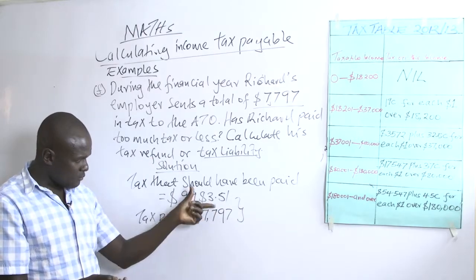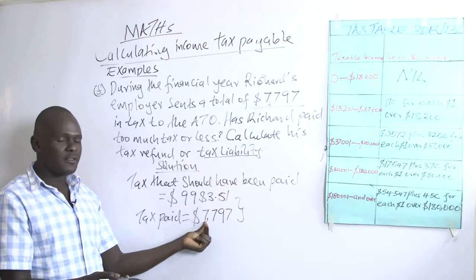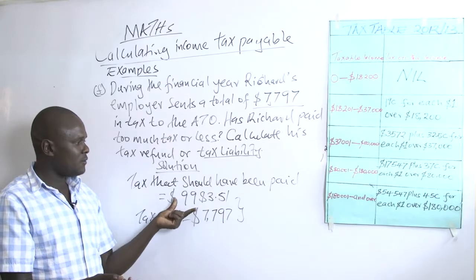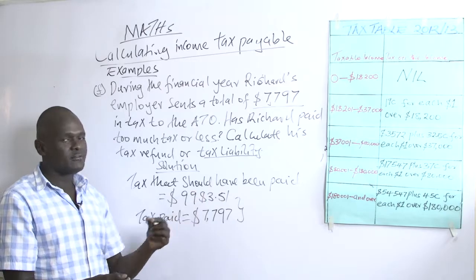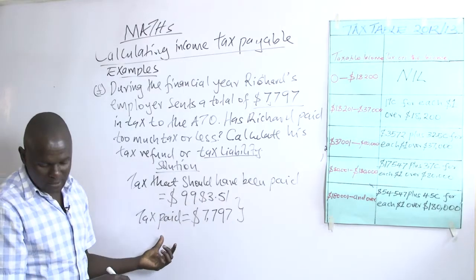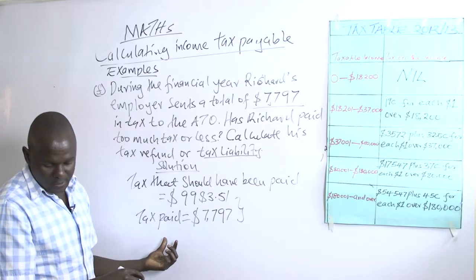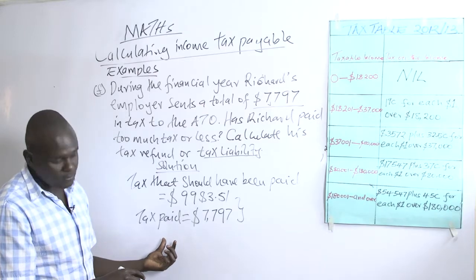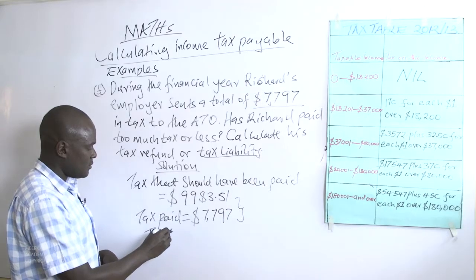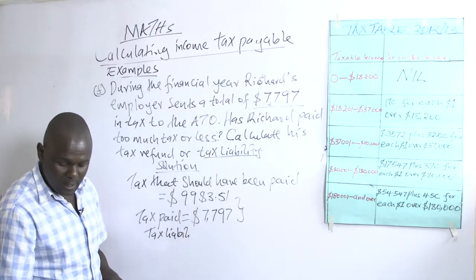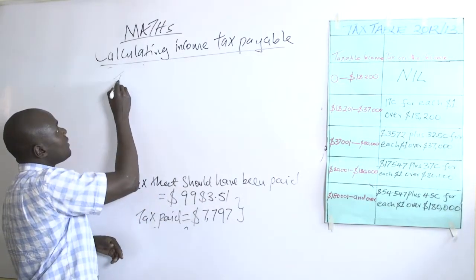So in this case, when we compare the two, we discover that the employer paid $7,797, while the required tax is supposed to be $9,983.51. So this will show that Richard should pay a tax liability.